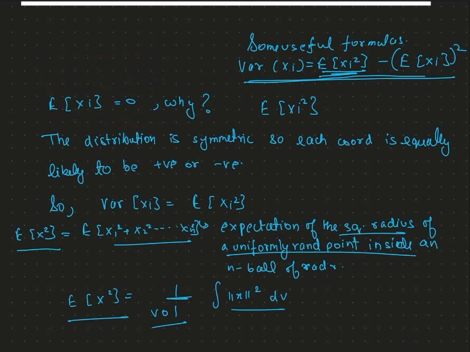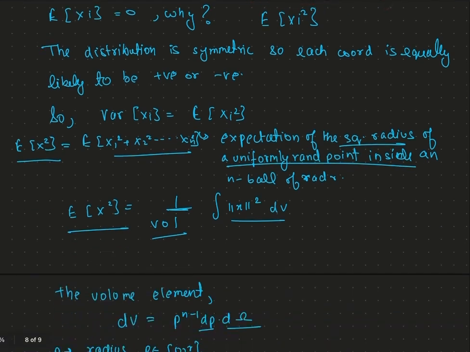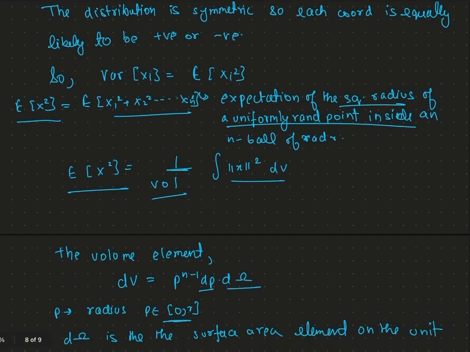As we know, the formula of variance is the expectation of xi square minus the square of the expectation of xi. So this term gets cancelled, and only this term remains. Ultimately our variance of xi will be the expectation of xi square. If we collect all these expectations for the n coordinates, we get the expectation of |x| square. Theoretically, this is the expectation of the squared radius of a uniformly picked random point inside an n-dimensional ball.